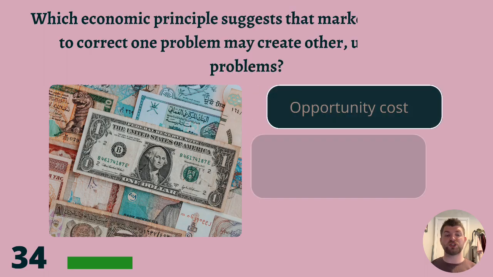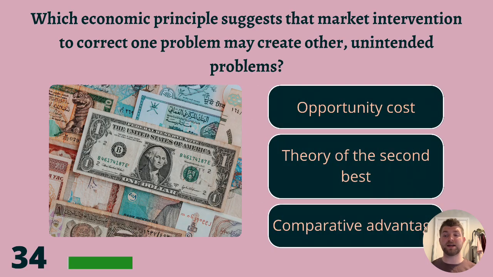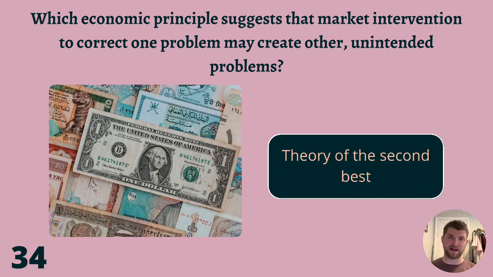34. Which economic principle suggests that market intervention to correct one problem may create other unintended problems? Opportunity cost, theory of the second best, or comparative advantage? The answer is theory of the second best.